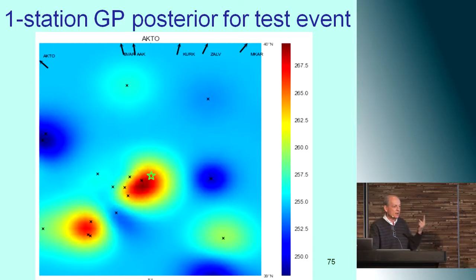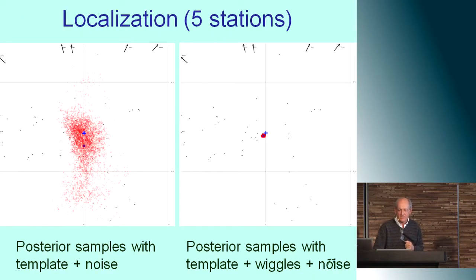You can have a very similar looking wiggle from two quite separate places, but when you combine 5 stations together and ask what's the posterior distribution: on the left, we see the model without wiggles, which is just based on essentially travel time and template shape. On the right, you see the posterior with wiggles. So you get about a 100-fold reduction in variance and a much more accurate location.